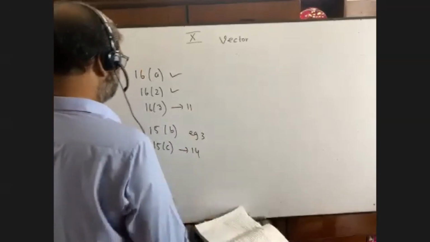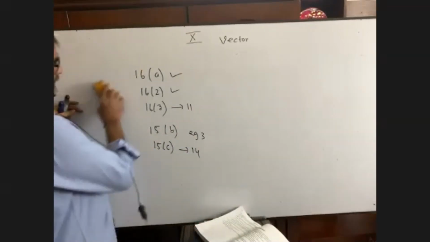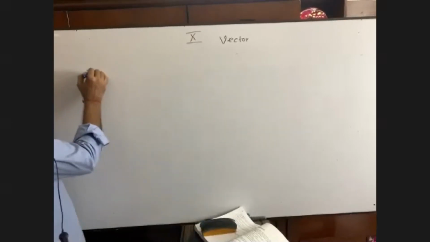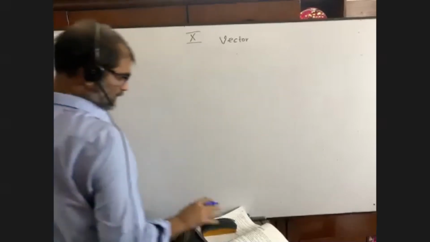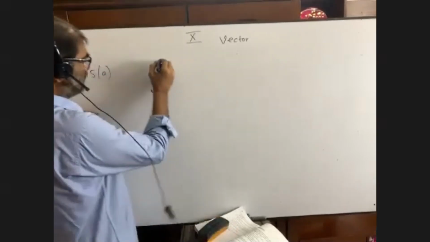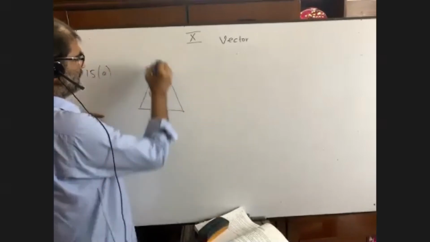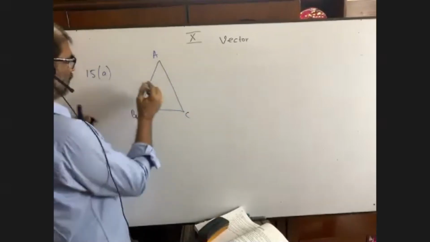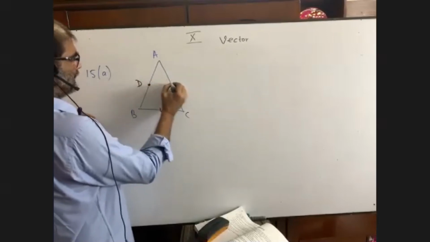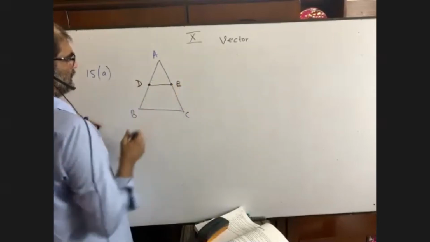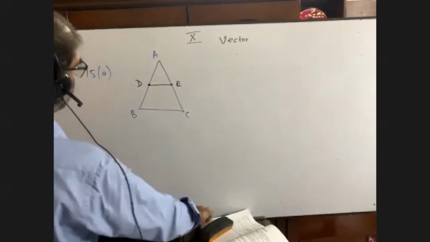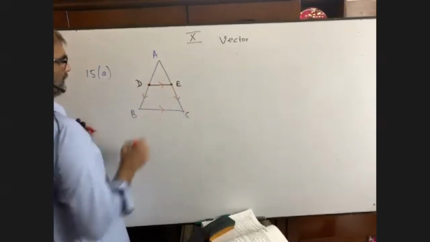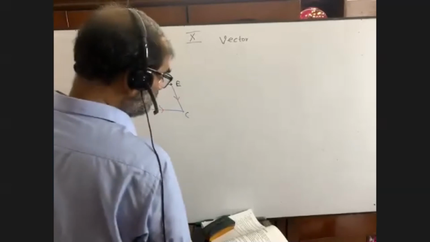Question number 15A. You do it. D and E are the midpoints of AB and AC. It is a triangle ABC. So here the midpoint is D. Here the midpoint is E. Now give the vector sign. Now you have to express AD plus DE in terms of AC.